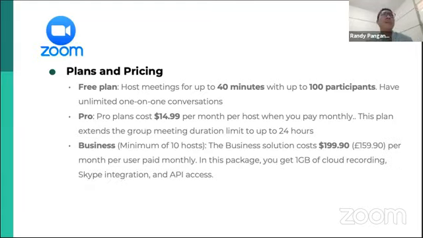Now, these are the bigger ones. The business solution costs about $200 per month. It has 1 gig of cloud recording, Skype integration, and API access. API access, basically, lets you customize Zoom a bit on how it can better fit your needs. You can customize it based on your school's needs and requirements.